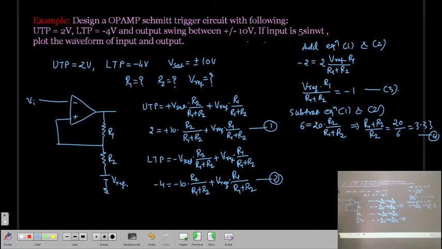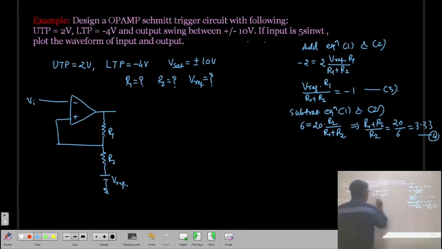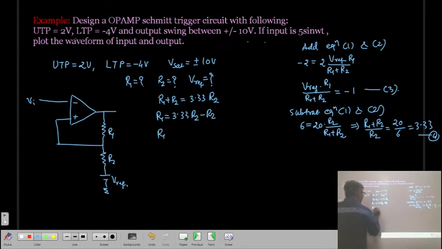So we have one more relation. Now we can substitute this value in equation number 3 and find out the reference voltage. So let me rub out all this. From this we have R1 plus R2 equal to 3.33 into R2, and therefore R1 is equal to 3R2 minus R2, and you will get R1 equal to 2.33 into R2. Remember.